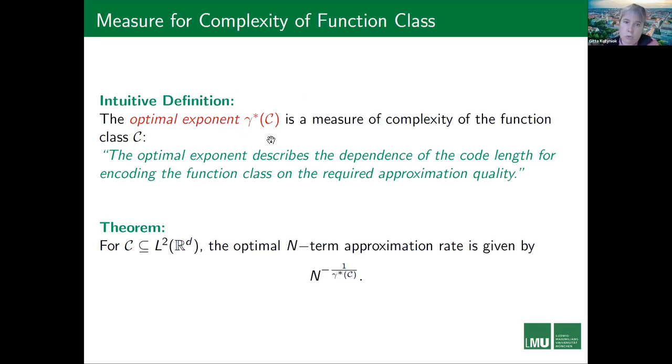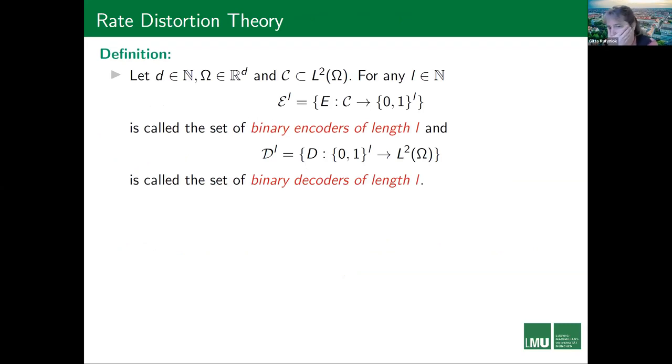But what I would like to state here is that this is also interesting in a different respect. Remember, we had this mysterious gamma, this n to the minus gamma. And this gamma one can actually express with this optimal exponent. So this is nothing else than n to the minus 1 over gamma star of C. So this is directly related to the optimal approximation. Okay, so what is this optimal exponent? I said it comes from information theory.